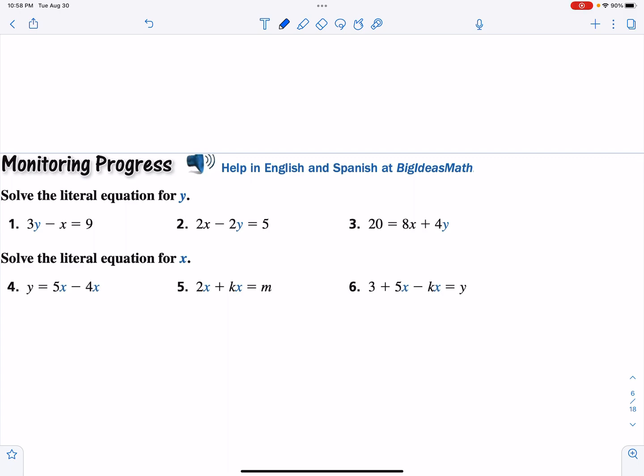I'm going to go through them kind of quick. Make sure you go back and watch it for the steps. So on number 1, again, make sure you have paused already. They're saying to isolate the blue variable. Well, that's the y, so I'm going to add the x to the other side. So then I have 3y is equal to x plus 9.